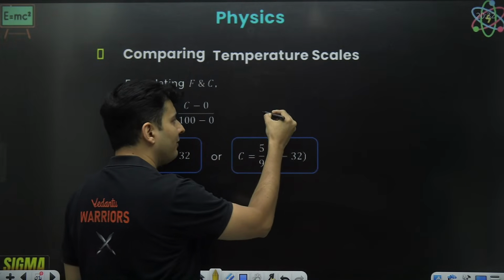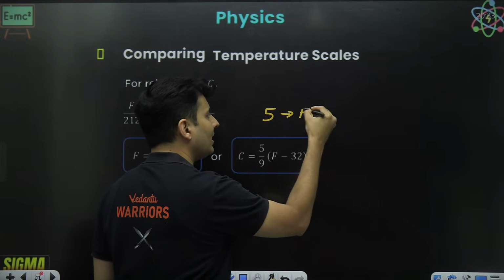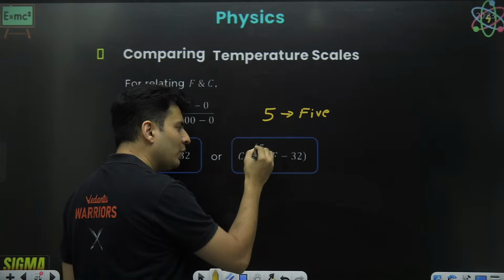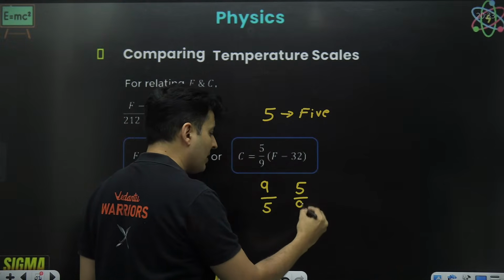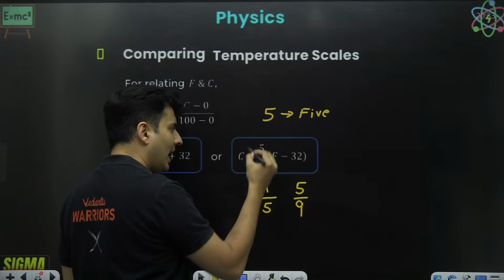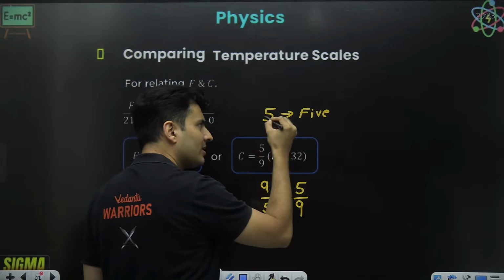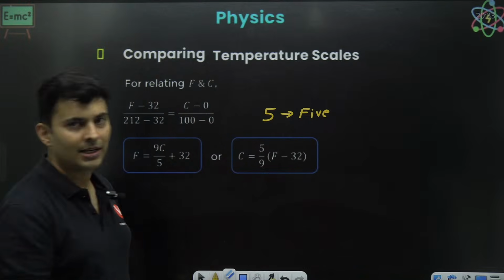And 5F. How do you write the number 5 in alphabets? F-I-V-E. F and 5. So both are together. So if you ever get confused whether it was 9 by 5 or 5 by 9, remember that F is the first alphabet of the spelling of the number 5. So that's how you can easily remember it.